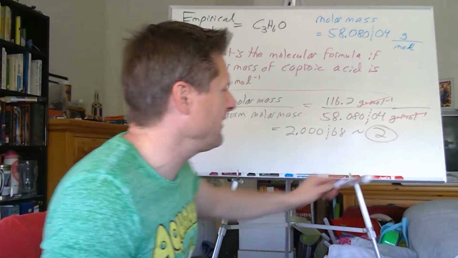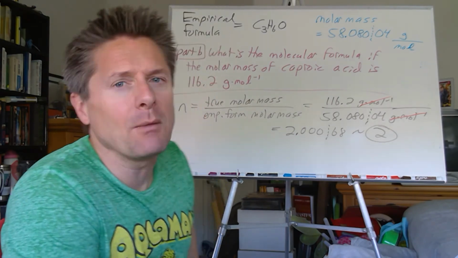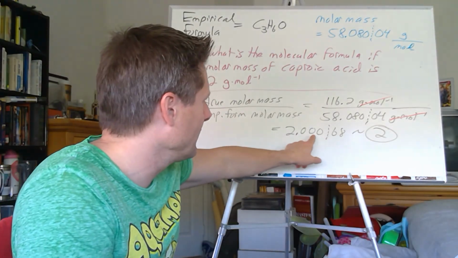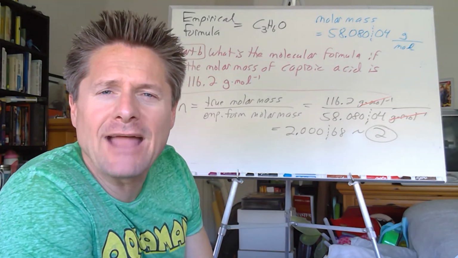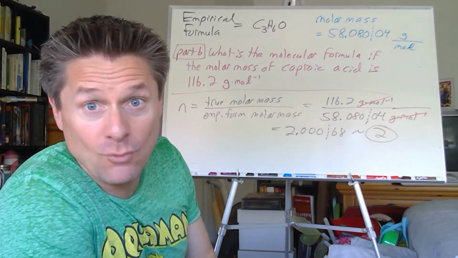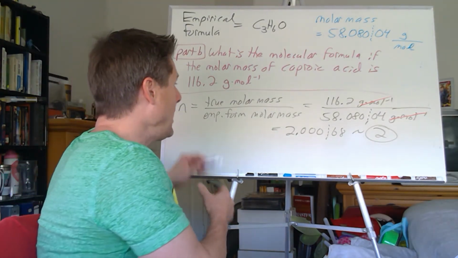So we feel good. But if that was a 2.2 or a 2.3 or something, something's wrong. It's got to be really, really close, out to maybe the second decimal, to be a true integer. If it's not, we probably screwed up on the empirical formula molar mass or the empirical formula itself. That would be bad. All right, let's do this.